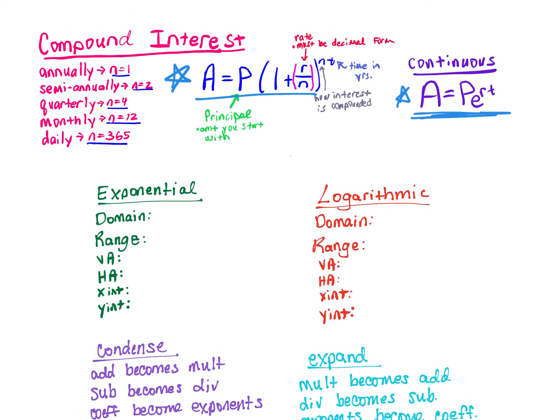For graphing, you're going to have to know how to find the domain, range, vertical asymptote, horizontal asymptote, x-intercept, y-intercept. So when it's an exponential graph, your domain is what? All real numbers, negative infinity to infinity, or you could put all real numbers. Do we have a vertical asymptote here in exponential graphs? No, so this would be none.